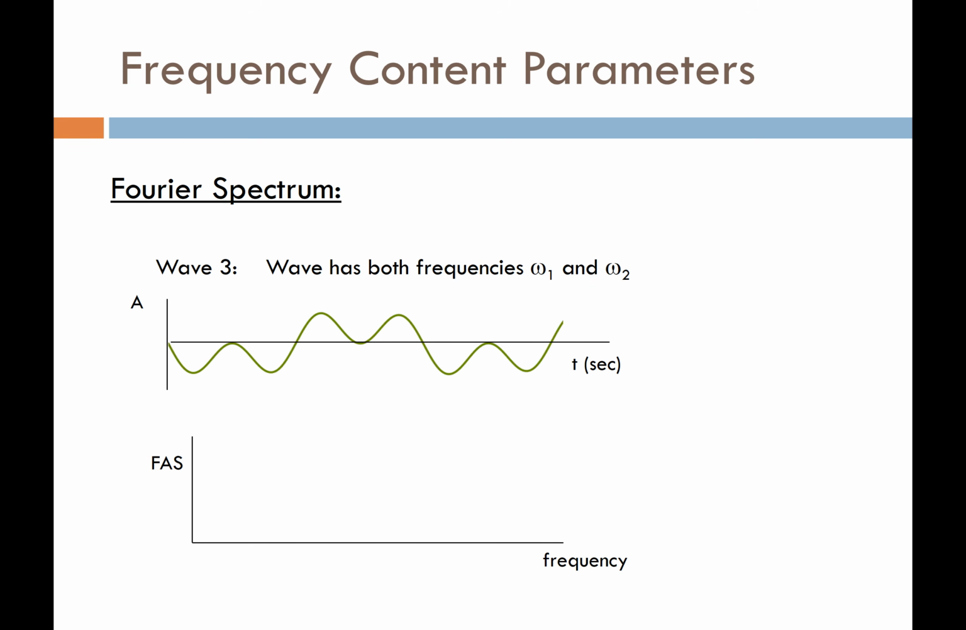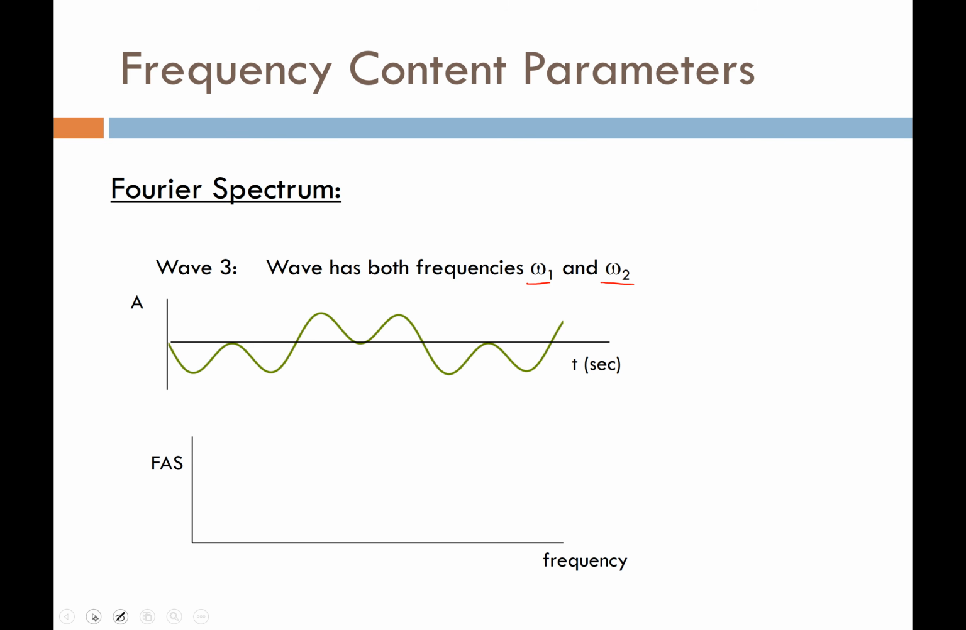It's simply the addition of wave number 1 and wave number 2. So you see it's a little more complex. If we were to break this wave down into its individual sinusoidal components, we would have one wave at frequency omega 1, and we'd have one wave at frequency omega 2. And each of those waves would have its amplitudes.